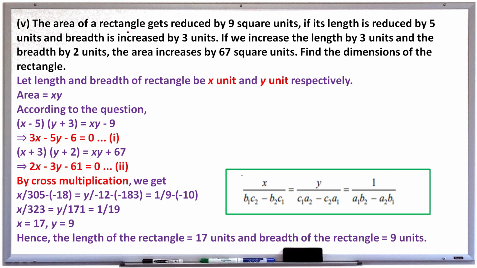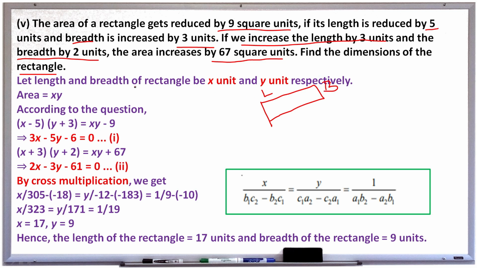The area of a rectangle gets reduced by 9 square units if the length is reduced by 5 and the breadth is increased by 3 units. If we increase the length by 3 units and the breadth by 2 units, the area will increase by 67 square units. Find the dimension of the rectangle. What is the dimension of the rectangle they are asking? That is length, what is breadth? L and B they are asking in this question.